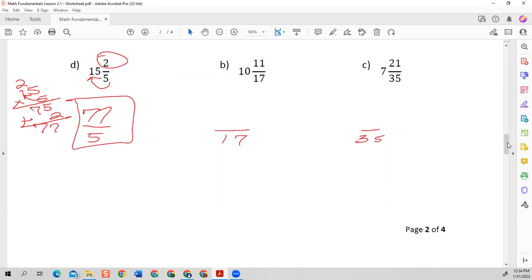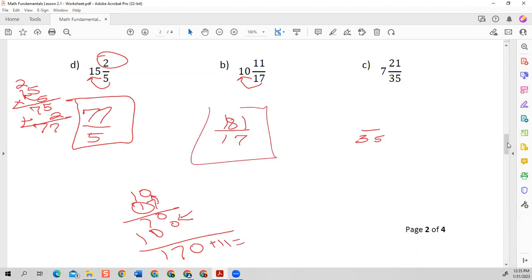Let's do this next one. This next one is 17 times 10. So I got 7 times 0 is 0. 7 times 1 is 7. And then I'm starting in this next column, so I put 0 right here and move over. So 1 times 0 is 0. 1 times 1 is 1. So I got 170. And then I'm going to add that 11 to it. So I get 181. It does not reduce.